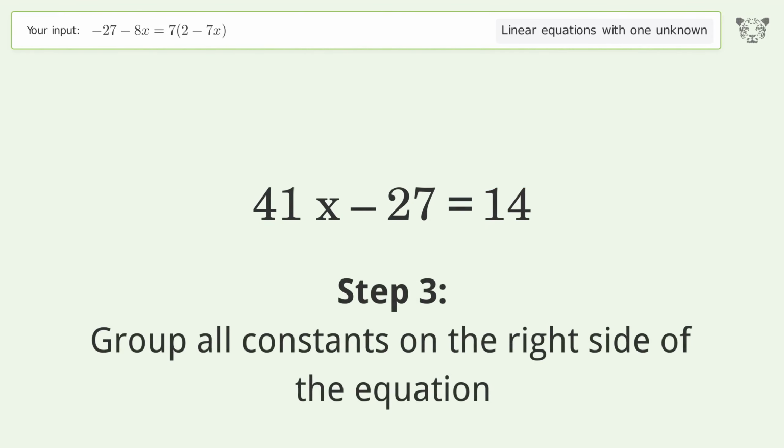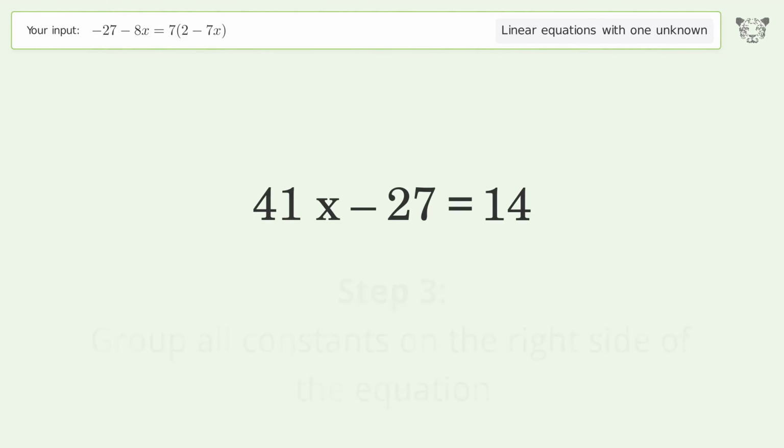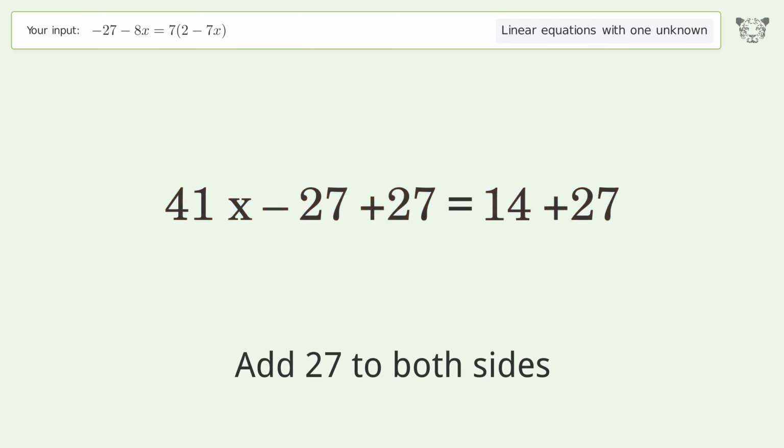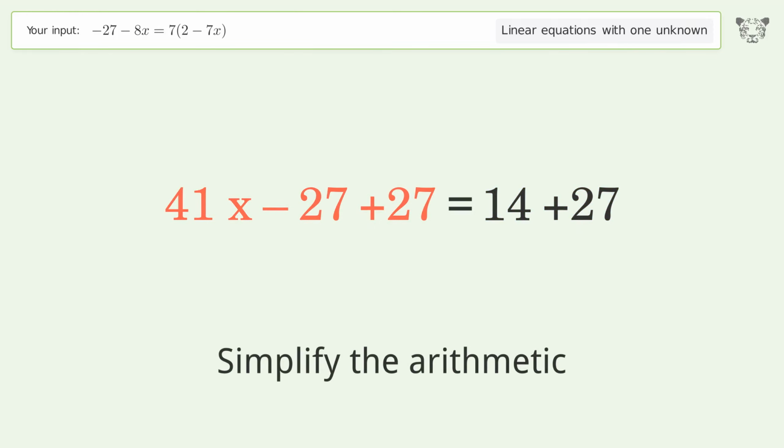Group all constants on the right side of the equation. Add 27 to both sides. Simplify the arithmetic.